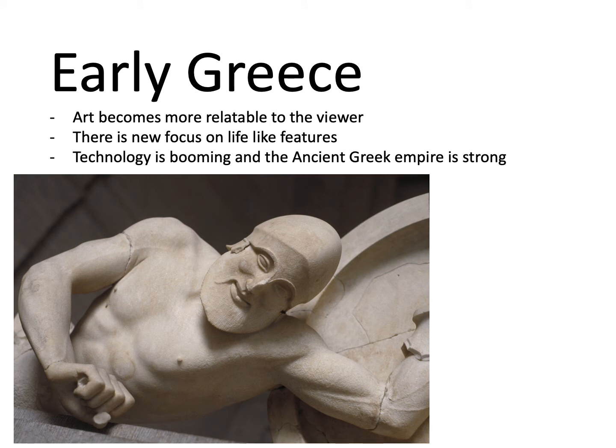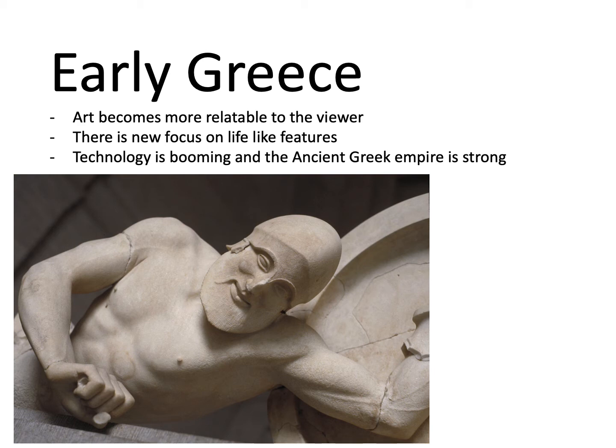So early ancient Greek art becomes more relatable to the viewer. So just like we saw that departure from the archaic into the early classical Greece, the key hallmark of that is that the warrior becomes more relatable. He's looking down at the viewer. You can see his muscle structure. He's older, he's stronger. There is a new focus on lifelike features that we see in the dying warrior.